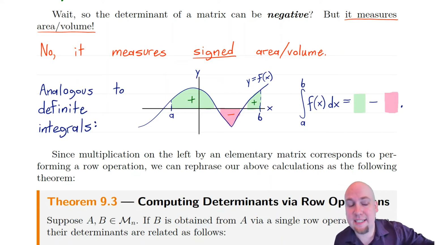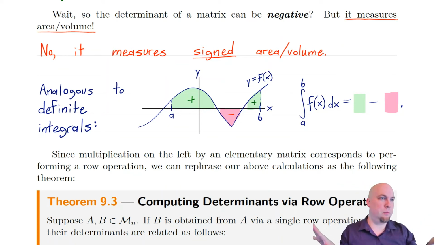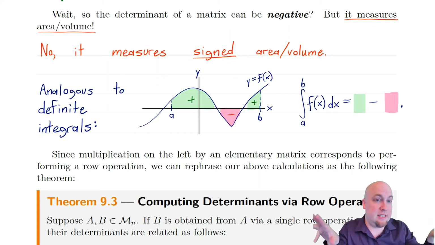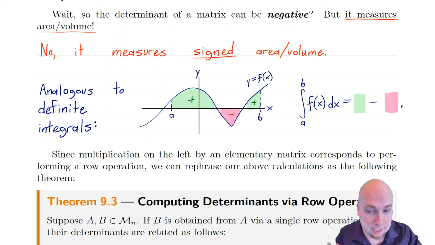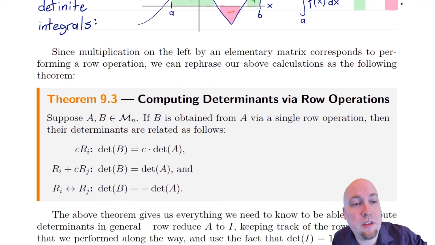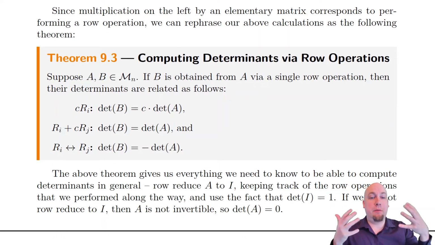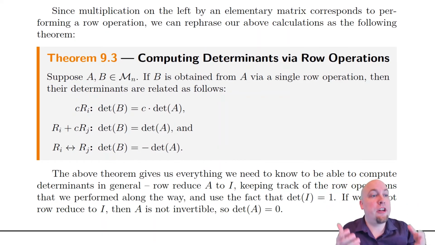Alrighty, with that technicality out of the way, I promise you, no more lies about the determinants. It really does measure signed areas or volumes. No more lies about it. But with that out of the way, we can now come up with a nice simple method of computing the determinants.